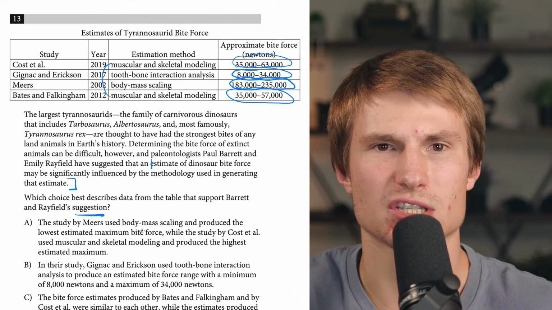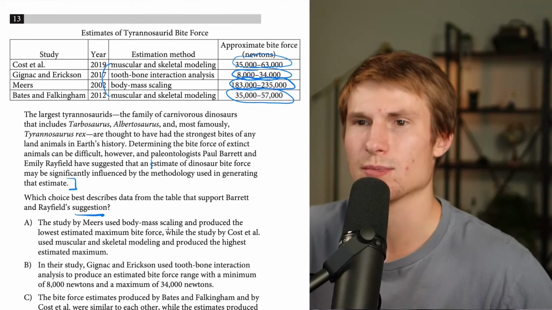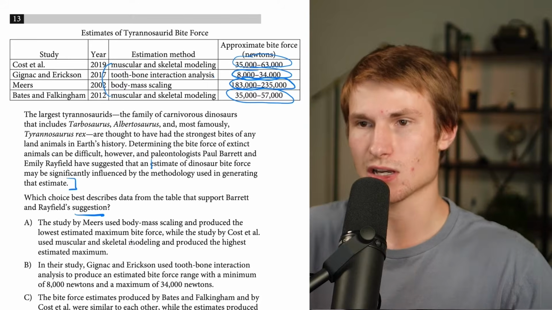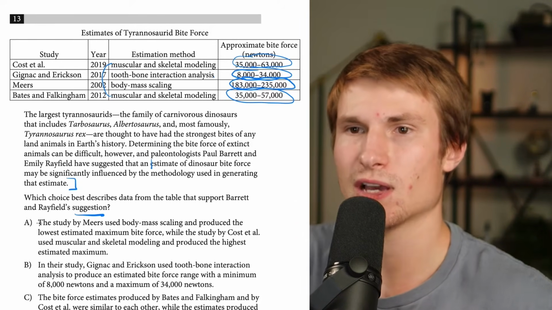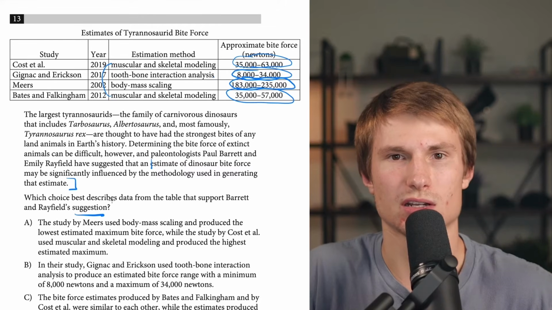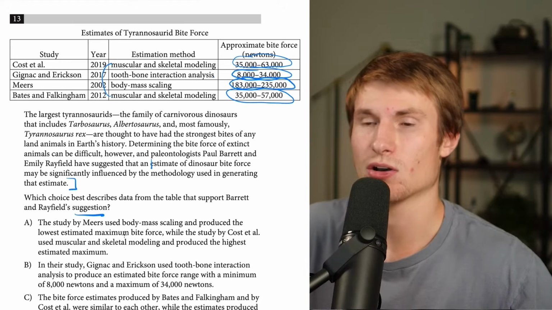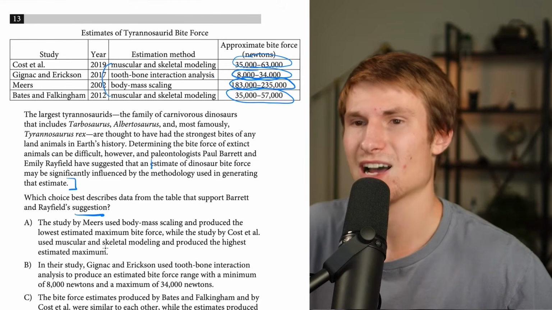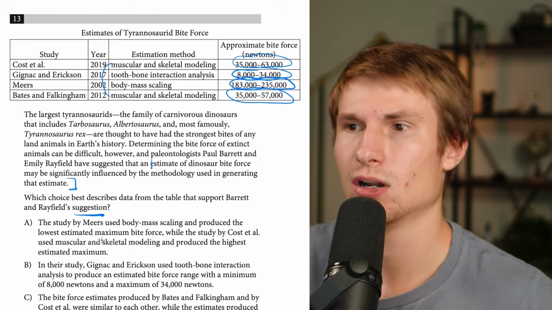Option A: the study by Mears used body mass scaling and produced the lowest estimated maximum bite force, while the study by Costa L used muscular and skeletal modeling and produced the highest estimated maximum. Even if that's true, according to the data, that's not really going to support our suggestion. We can't just state the lowest and highest estimated maximum, because if those two values are super close to each other, then it wouldn't matter, right?